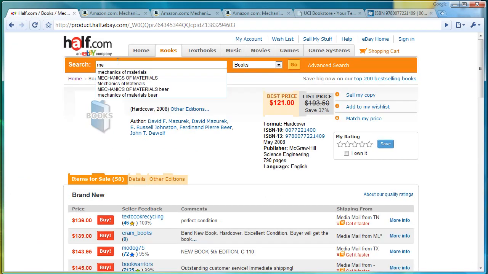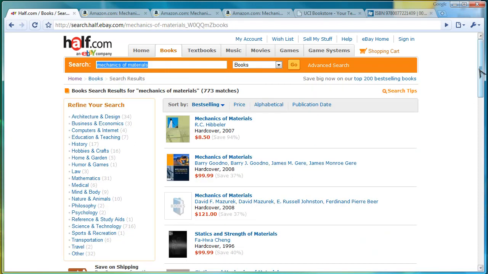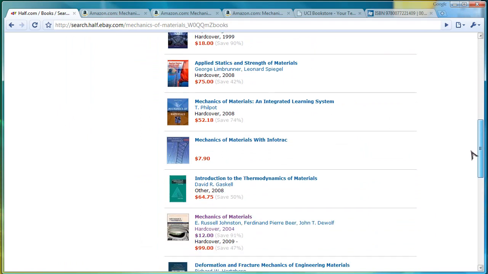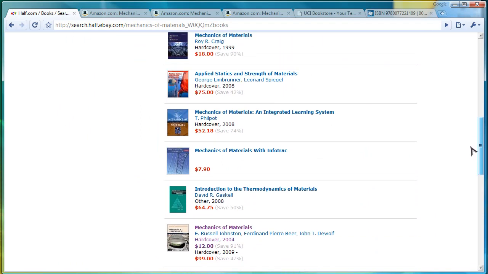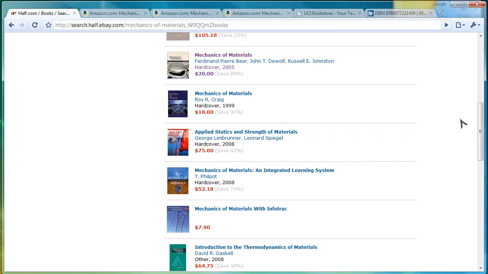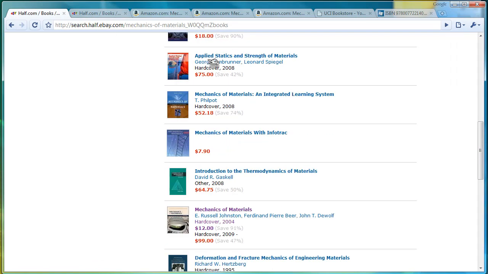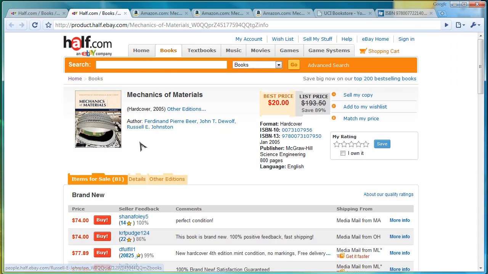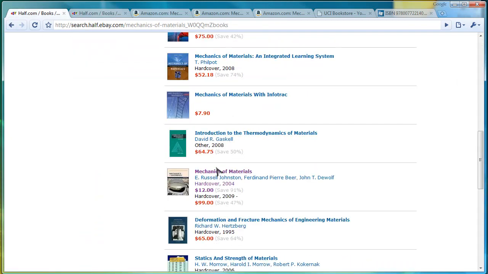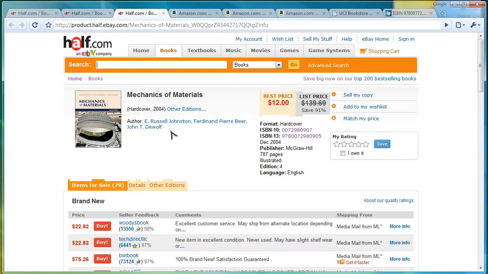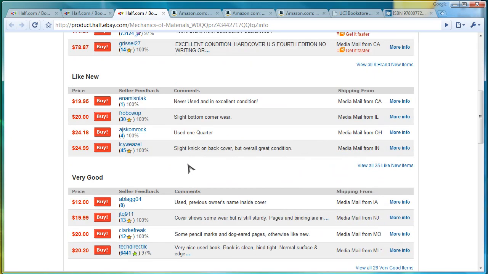Earlier I showed you this in a previous tutorial, and I did a search on mechanics of materials, and I purposely ignored this, but you'll notice here that the textbook shows up, and this is the 4th edition of the textbook. And here you can find the best price for $20. Maybe even cheaper, let's see. And that's also the 4th edition. So you can actually get the book for $12.